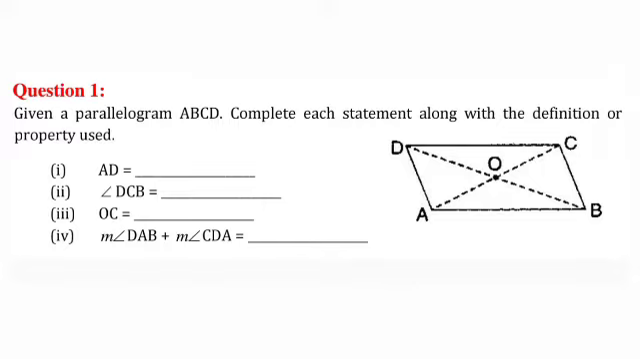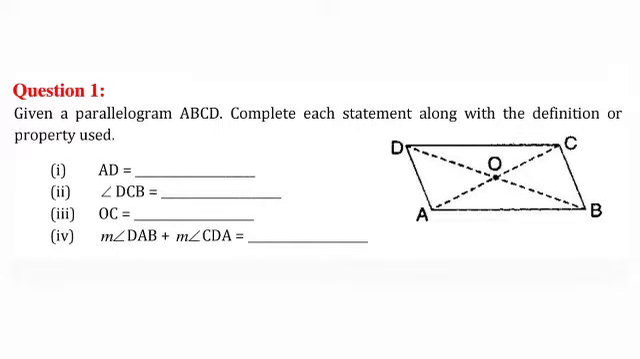AD equal to BC because opposite sides are equal. Second option they have given: angle DCB is equal to angle DAB because opposite angles are also equal. Then the third one: OC equal to dash equal to OA, because diagonal AC will bisect at O, therefore OC equal to OA. Fourth question: angle DAB plus angle CDA, both are adjacent angles.